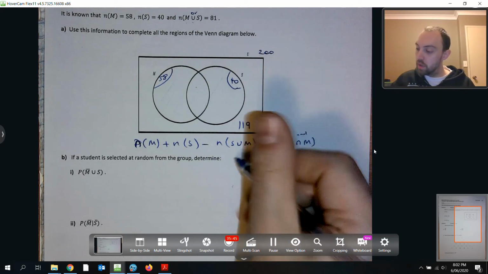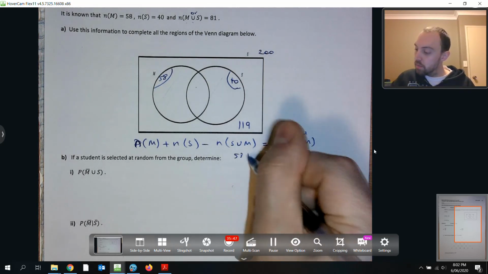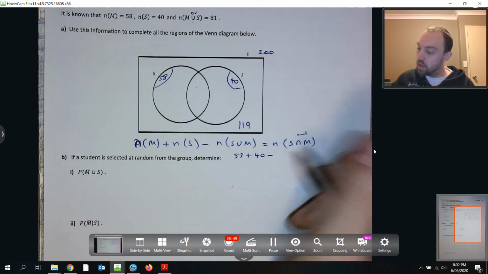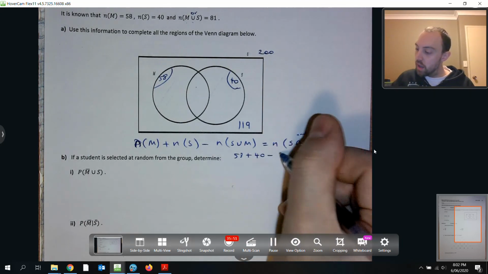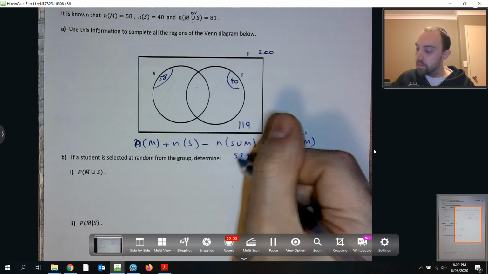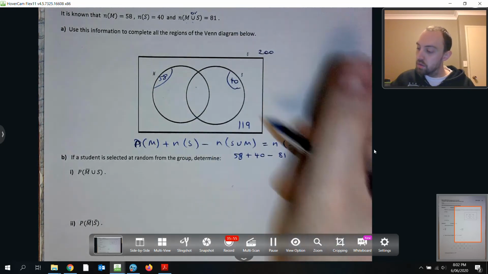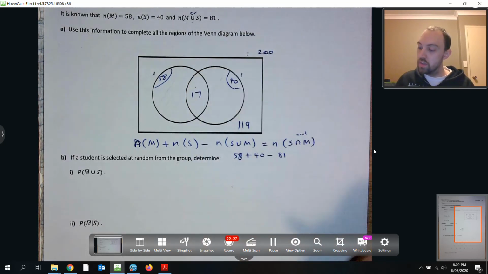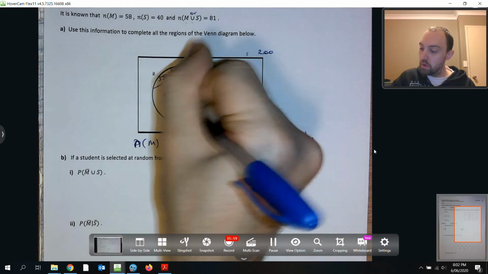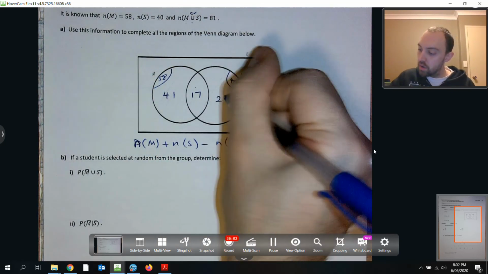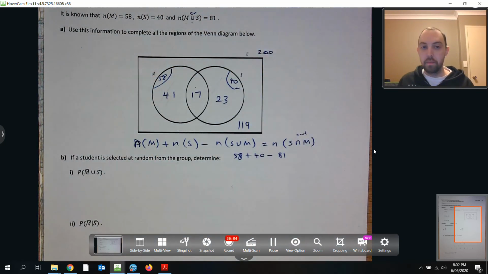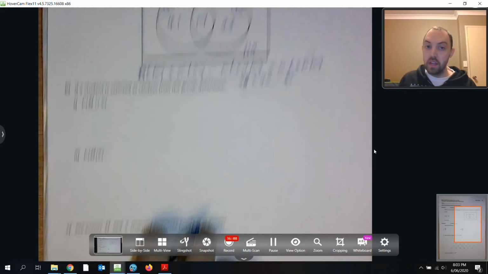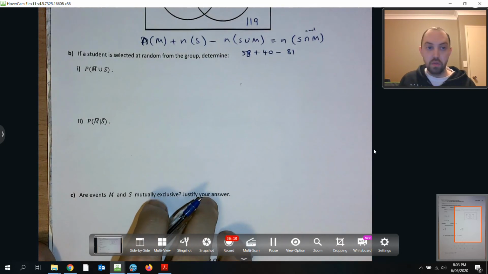Okay, so I'm doing 58 plus 40, take 81, which gives me 17. So 41 has to be on this side, and 23 has to be on this side. Okay, this is going to be useful to have in the questions that I'm about to do in part B.